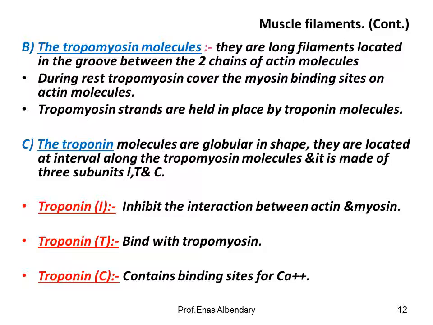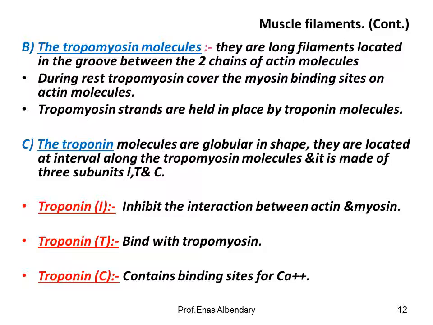Troponin I inhibits the interaction between the actin and myosin. This is very important because once myosin becomes attached with actin, contraction starts. So any protein that inhibits the interaction between them is considered a relaxing protein or produces relaxation. So we said tropomyosin helps relaxation of the muscle.